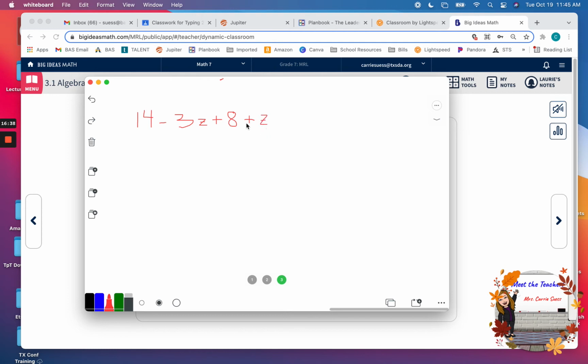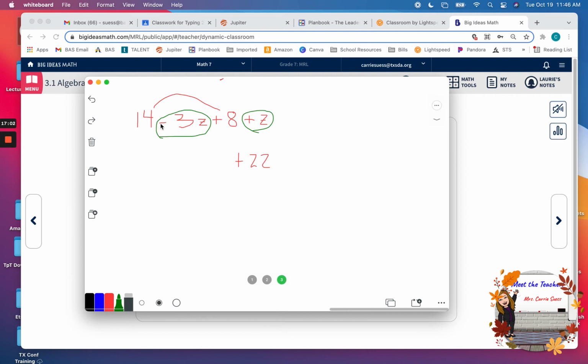All right. So we have decided that the 14 and the 8 are like terms. So what is 14 plus 8? 22. So I'm going to say plus 22 here at the back, because I've already added those. So then what are the other two like terms? 3z and z. The negative 3z, and then the positive z.